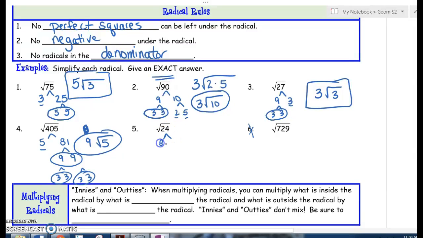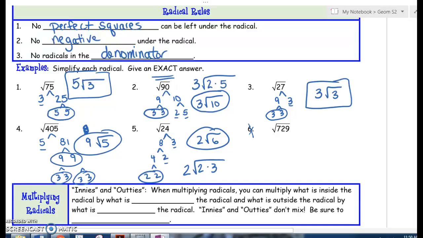24, you've got 8 times 3. You can do 4 times 2, 2 times 2. So we've got a pair of 2's, a leftover 2 and a leftover 3. The pair goes on the outside. The leftovers, the 2 and the 3, stay under. When you have more than one leftover, they get multiplied. So you get 2 root 6.